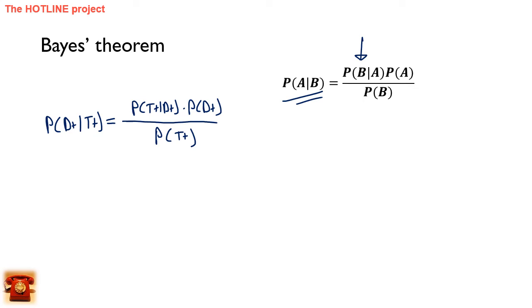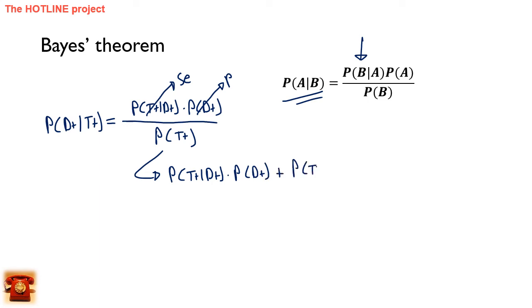Now the probability of testing positive, given that disease is present, is equal to the sensitivity of the test, while the probability of disease is equal to the prevalence of the disease in the population under study. The probability of testing positive is equal to the probability of testing positive when disease is present times the probability of disease presence, plus the probability of testing positive falsely when disease is absent times the probability of disease absence.